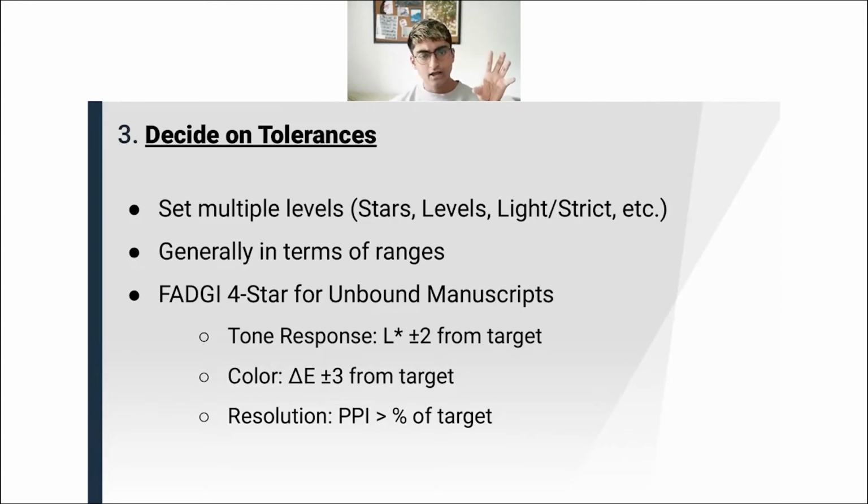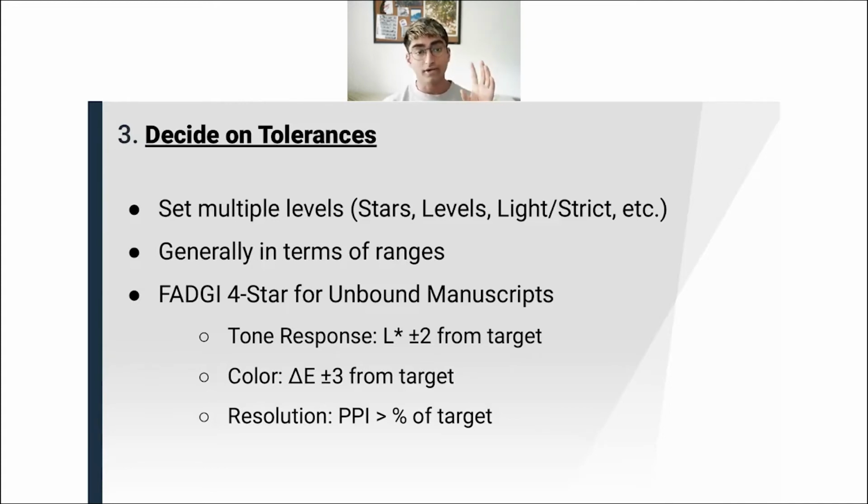And if we look at FADGI for unbound manuscripts, so basically pieces of paper, the tone response is defined, for 4-star, as plus or minus 2 levels from the target value. For color, you have to be within plus or minus 3 delta E from the target value. And for resolution, that should say 90% of the target value, for your PPI, right? Now we keep saying, of the target value, from the target value. What is that target value that we're measuring? What are we comparing this to?